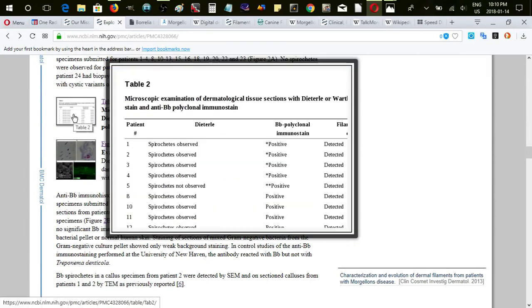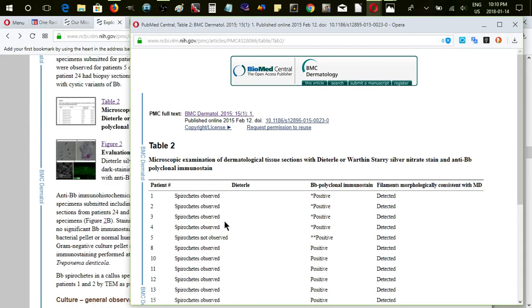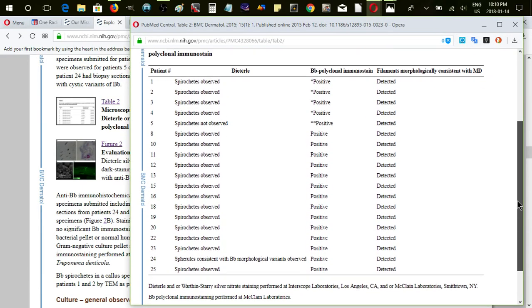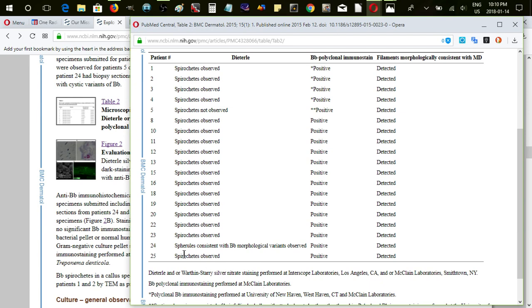Here's microscopic examination. Oh, here we go. Now, in all these people, every single one of them, or all but one, there's spirochetes observed. Oh, here's one. They weren't observed, but it was positive by polyclonal immunity stain. So they didn't find spirochetes in one or two of them, but consistent spirals. So this is just a different form, a kind of a hiding form of the spirochete, the spirals. And this polyclonal immune stain was positive in every patient.